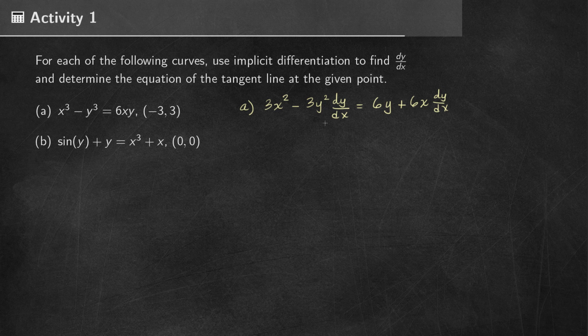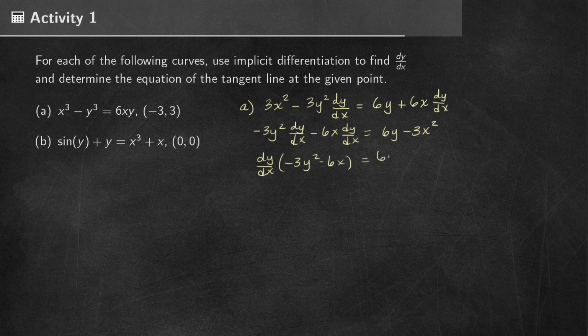I'm going to solve this for dy/dx. So I'm going to group my dy/dx terms together. Subtract the 6x dy/dx, subtract the 3x squared, factor out the dy/dx, and then solve for dy/dx. So 6y minus 3x squared over negative 3y squared minus 6x.